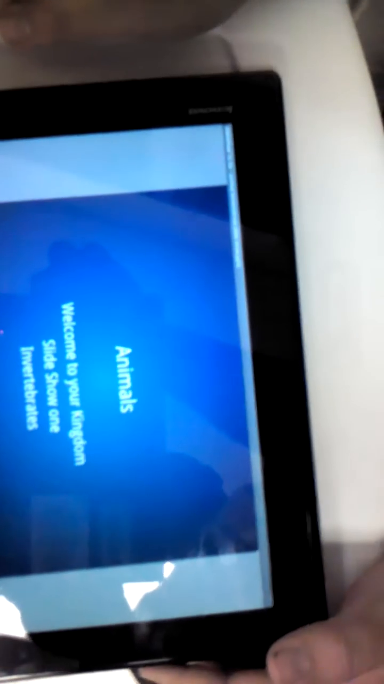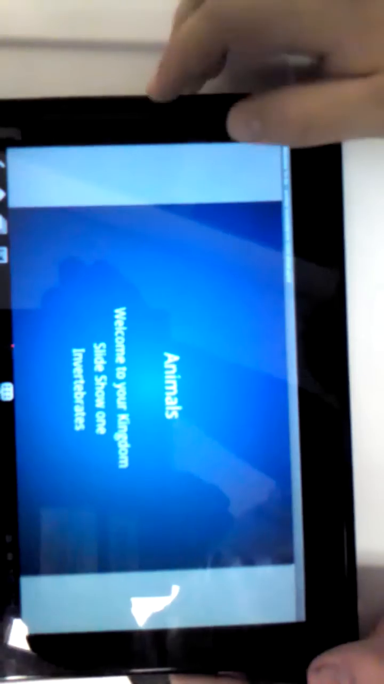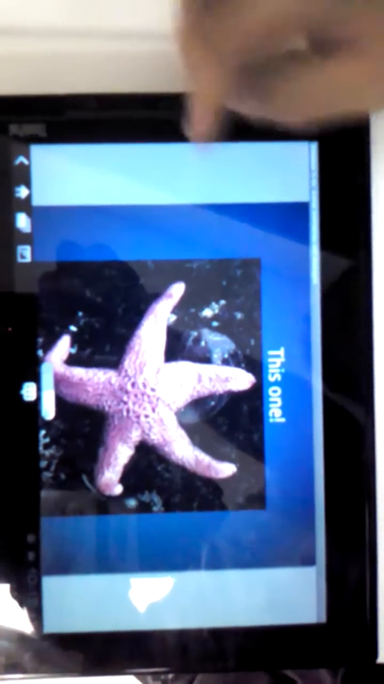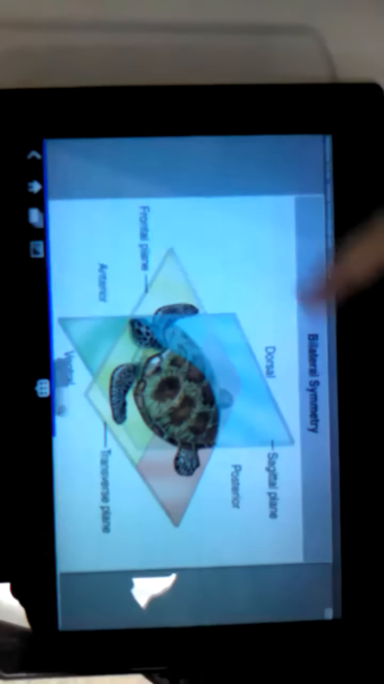It says, let's talk about animals. Animals have some type of body plan. Sponges have no particular shape, so they exhibit asymmetry. Sea stars can be cut like a pie, with each wedge having the same shape. They exhibit radial symmetry. Most animals can be cut into two halves by an imaginary line. Each half is a mirror image of the other.